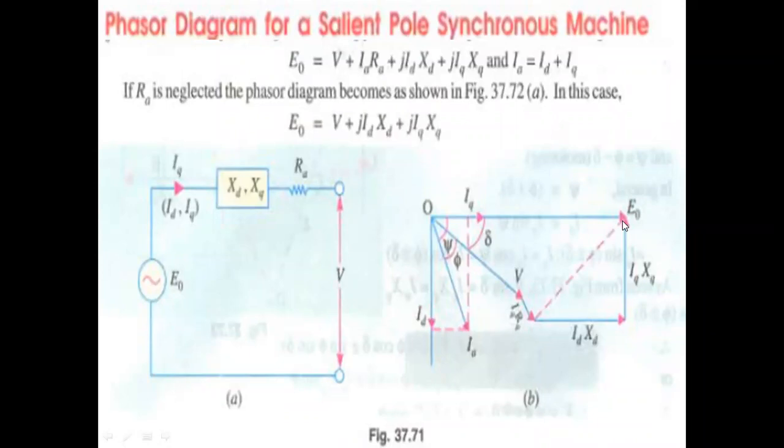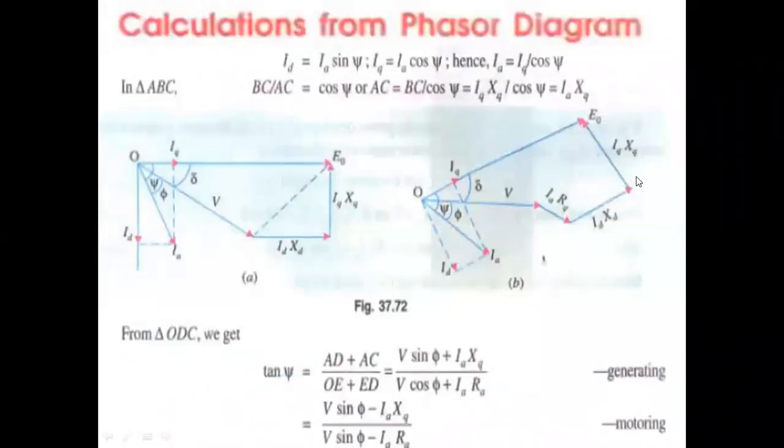Okay, so in the same phasor diagram, we can also draw the terminal voltage V lying in the horizontal direction. And here again, IA RA is perpendicular to IA, and ID XD and IQ XQ are perpendicular to ID and IQ respectively. So we have to do some calculations for the phasor diagram. Next we will go for calculations from the phasor diagram.